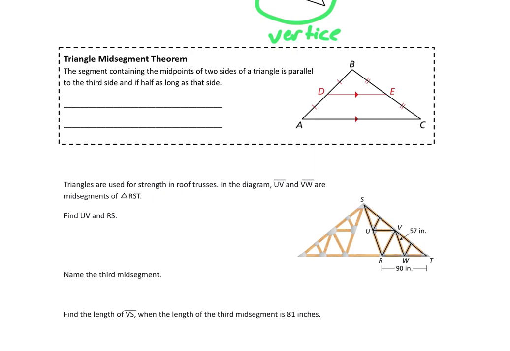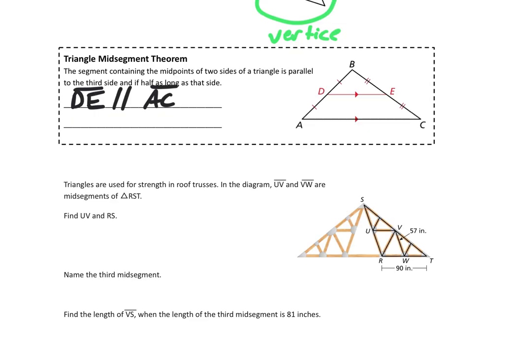There are 2 pieces of information that we're going to use over and over and over again today, okay? First of all, DE and AC. DE is a mid-segment. I know it's a mid-segment because D is the midpoint here, E is the midpoint here, right? So we know D and E are midpoints. When I connect D and E together, DE is the mid-segment. So what I'm going to say here is that DE is parallel to AC. The mid-segment and the side of the triangle that it doesn't touch will always be parallel. Okay? That's the first thing.